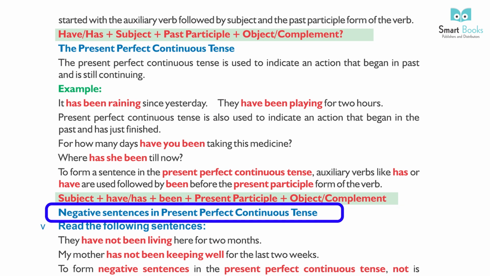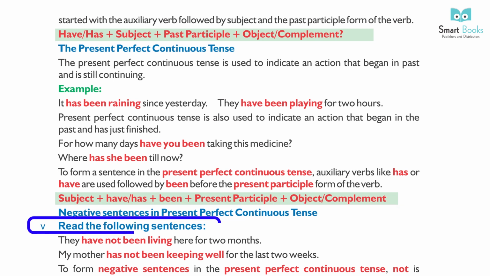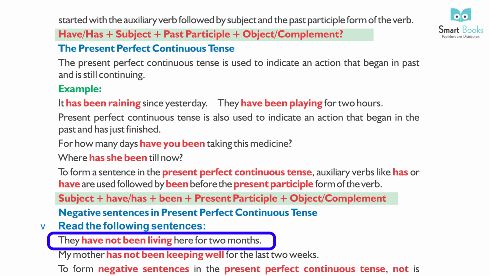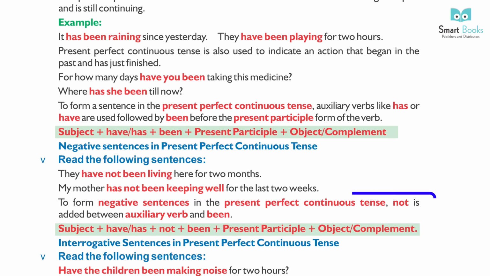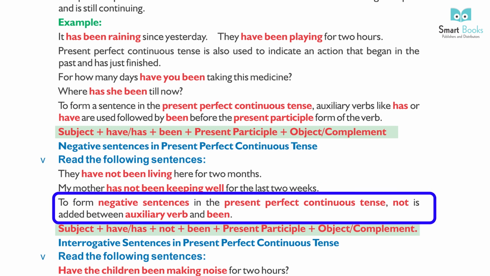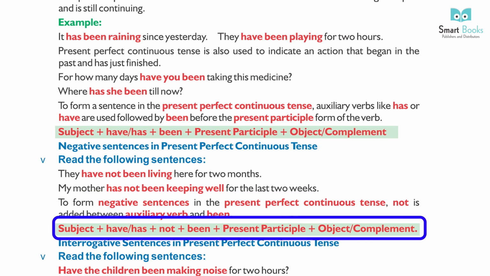Negative sentence in present perfect continuous tense. Read the following sentences. They have not been living here for 2 months. My mother has not been keeping well for the last 2 weeks. To form negative sentences in the present perfect continuous tense, not is added between auxiliary verb and been. Subject plus have, has plus not plus been plus present participle plus object complement.